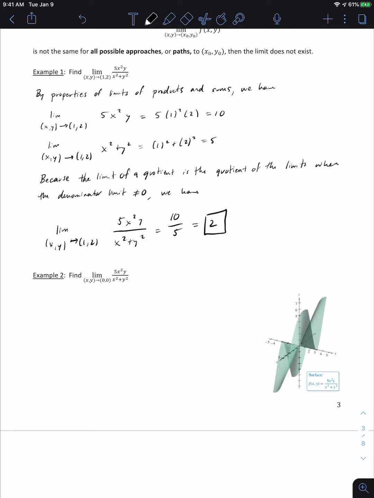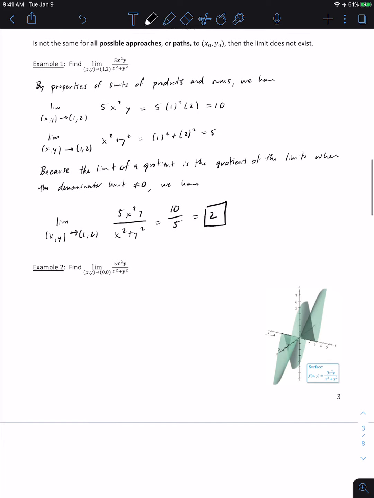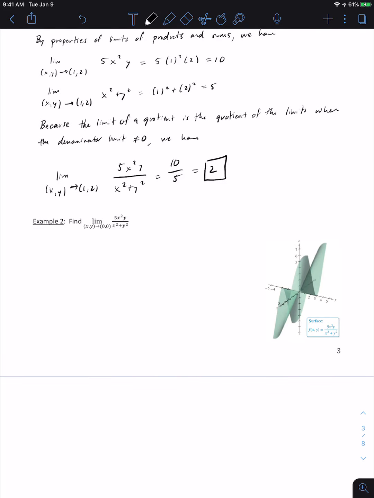So in the case when the denominator is not equal to 0, it's just like in the case of functions of one variable when we looked at limits, it's just the ratio of their limits. Right? So how about this next example? If I just try to do the limit as (x, y) approaches (0, 0) of 5x squared y, that's going to be 0. So the numerator 5x squared y, that's going to be 0. And the limit as (x, y) approaches (0, 0) of the denominator x squared plus y squared is also 0.